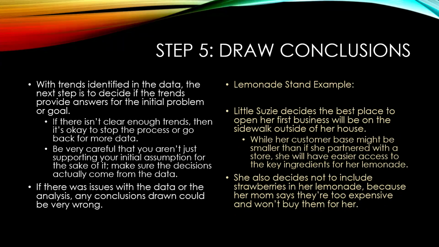With trends identified in the data, the next step is to decide if the trends provide answers for the initial problem or goal. And so this is our drawing conclusion step. If there aren't clear enough trends, then it's okay to stop the process and go back for more data. Be very careful that you aren't just supporting your initial assumption for the sake of it. Make sure the decisions actually come from the data. If there were issues with the data or the analysis, any conclusions drawn could be very wrong.